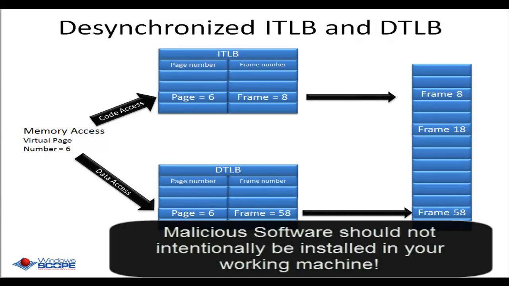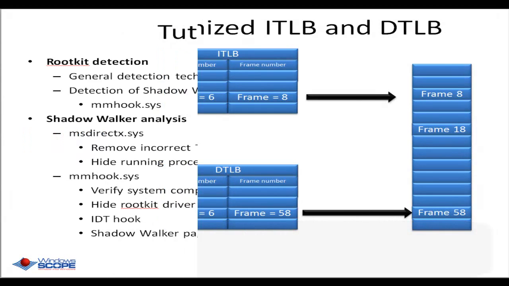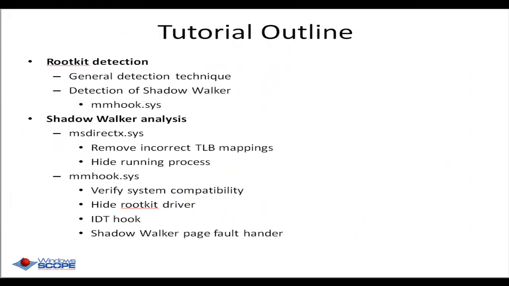This tutorial will have two main goals. First, I will show you how to use the WindowsSCOPE tool to detect the presence of rootkits on your computer. This will include an analysis of a few key signs that malicious software may be present on your computer, followed by detection of ShadowWalker on a live system. Once we have detected ShadowWalker, I will show you how to use the helpful features of WindowsSCOPE in order to analyze its functionality. This will include an in-depth analysis of the two drivers, msdirectx.sys and mmhook.sys.